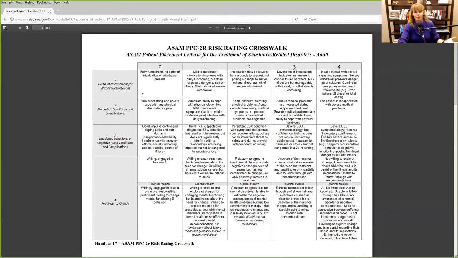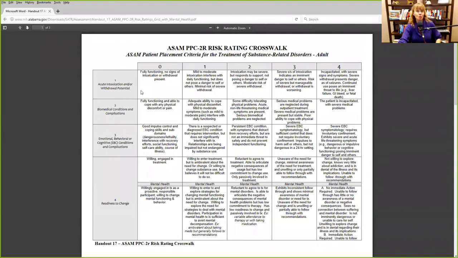So now, dimension 3, good impulse control and coping skills. The person does not really have interference from a cognitive, emotional, or behavioral standpoint in their recovery process. Now, if you're seeing them for mental health issues, obviously they're not going to score a 0 on this. They're going to be at least a 1. And sometimes we see people in outpatient who have an emotional, behavioral, or cognitive condition that requires intervention, but it doesn't significantly interfere with treatment of substance use or their medical issues.